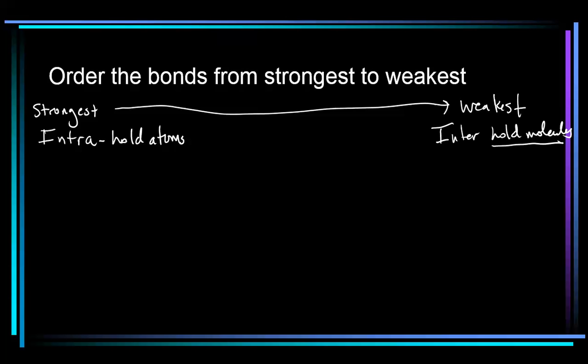All right. What are the two bonds that we've already talked about at length? Ionic and covalent. Of those two, the strongest one is ionic. And those are the ones that hold metals to nonmetals.